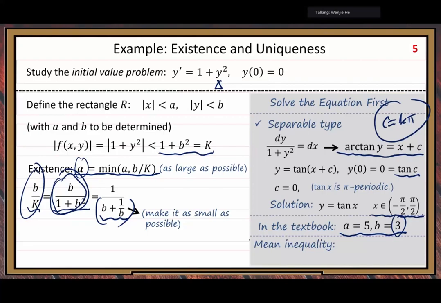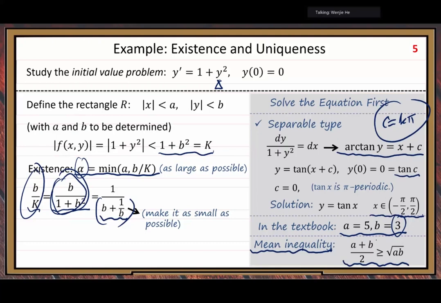There is a famous inequality called the mean inequality. Have you seen this inequality before? This is the simplest version of the mean inequality.